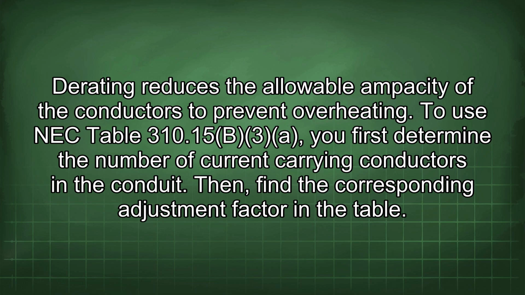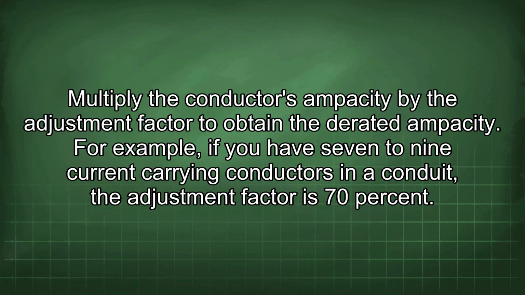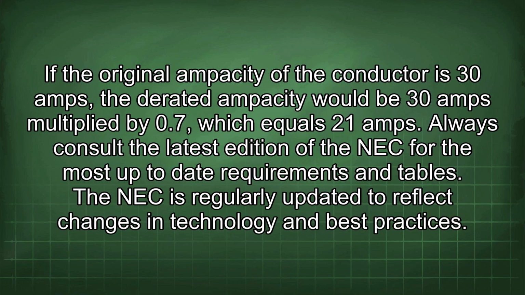To use NEC Table 310.15(B)(3), you first determine the number of current carrying conductors in the conduit. Then find the corresponding adjustment factor in the table. Multiply the conductor's ampacity by the adjustment factor to obtain the derated ampacity. For example, if you have 7 to 9 current carrying conductors in a conduit, the adjustment factor is 70%. If the original ampacity of the conductor is 30 amps, the derated ampacity would be 30 amps multiplied by 0.7, which equals 21 amps. Always consult the latest edition of the NEC for the most up-to-date requirements and tables.